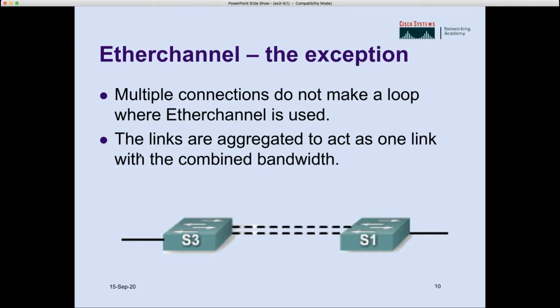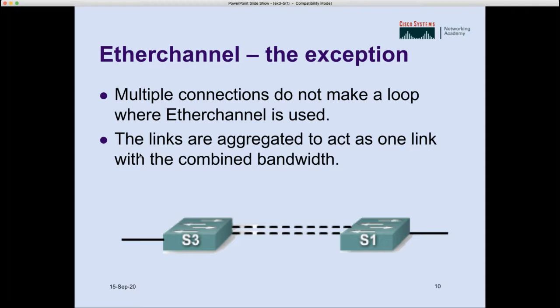Normally, if I run two wires between S3 and S1, like they're shown here with the dashed lines, there would be broadcast storms, but STP is going to prevent that. However, we're going to lose one of the wires. We're not going to get the full transmission rate. With 10 gigabit optical fiber, we'll only get 10 instead of 20.